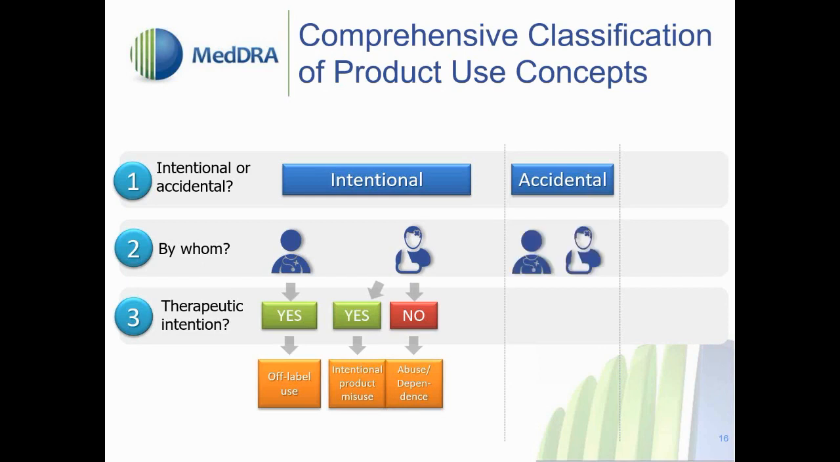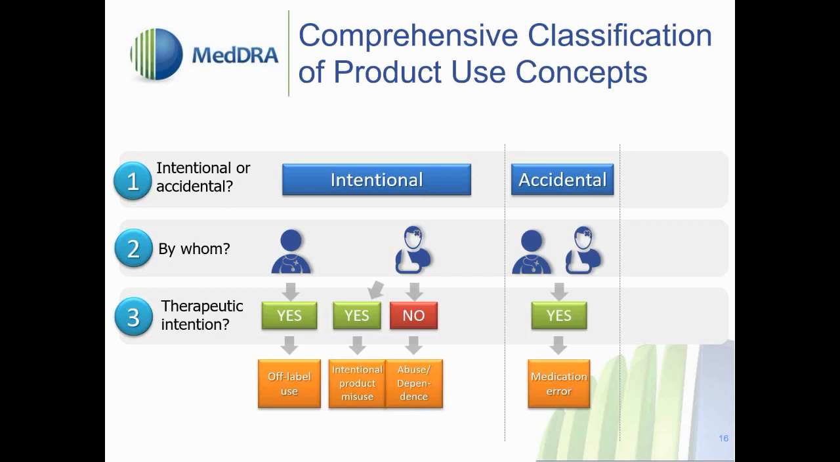If the unapproved product use is unintentional, this can also be caused by both the healthcare professional or patient consumer. This always occurs in the context of therapeutic use of the relevant product and is classified as medication or product use error. But often, case information does not allow for any of these classifications because some information may be missing.